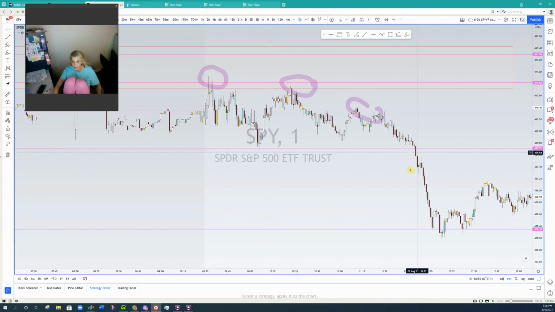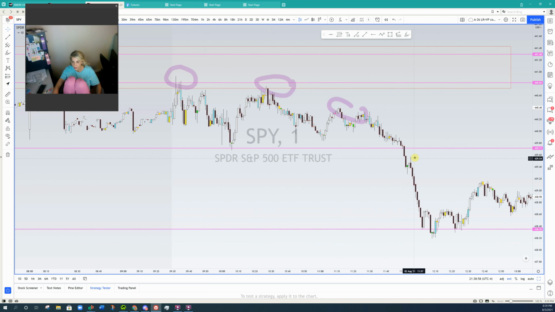You could have waited for this break. You've already gotten these lows. I don't take it on the break. I wait for that retest. This is your retest. Price moves up. It's so weak it can't even cover this last candle, right?